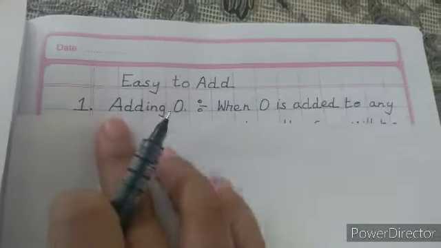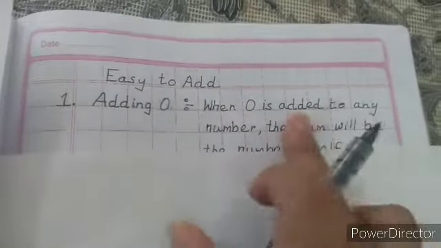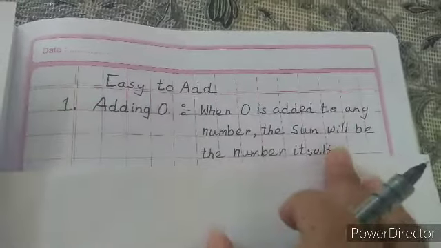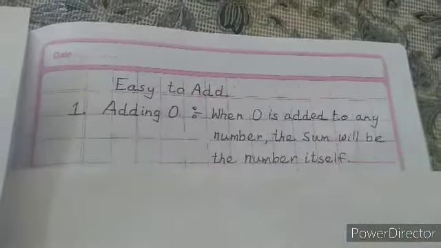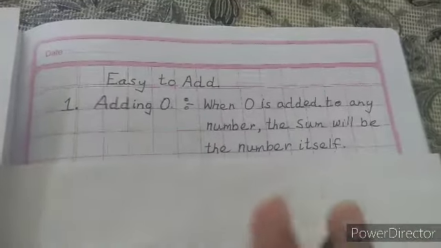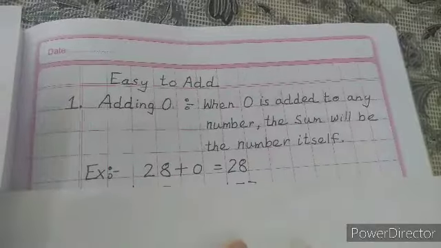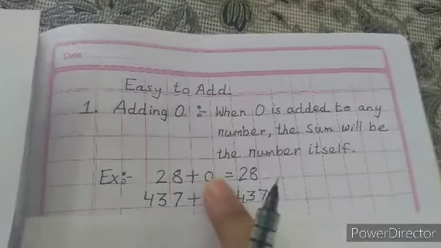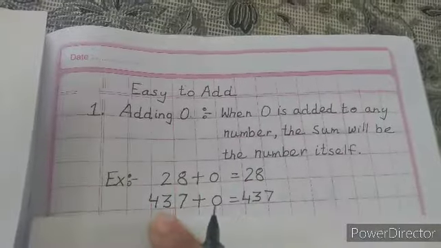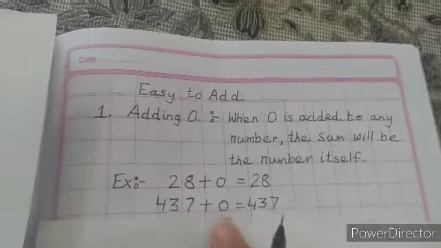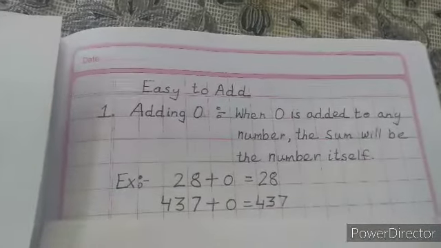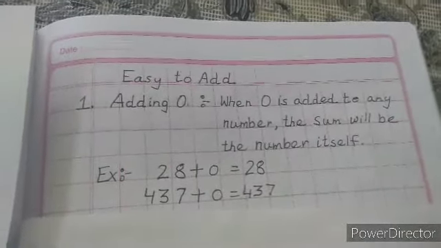Adding 0. When 0 is added to any number, the sum will be the number itself. Let's look into the example. 28 plus 0 will be 28. 437 plus 0 will be 437. Or any number you take, if you add 0 to it, the answer will be the number itself.